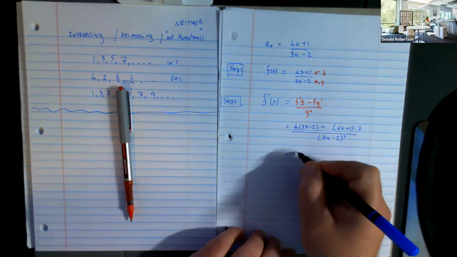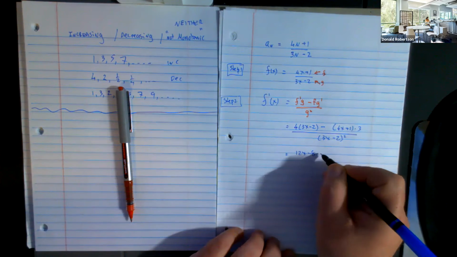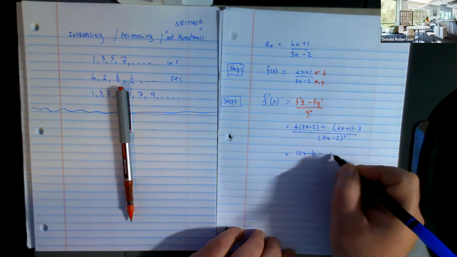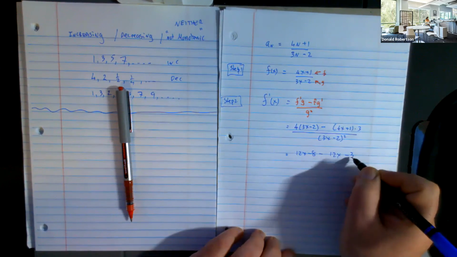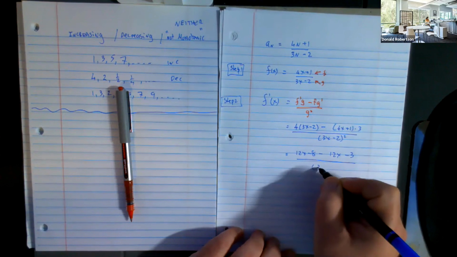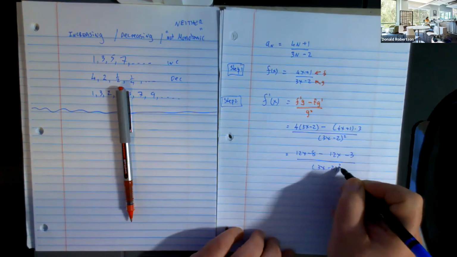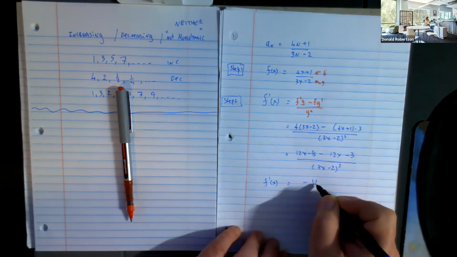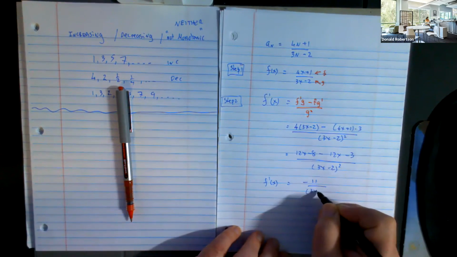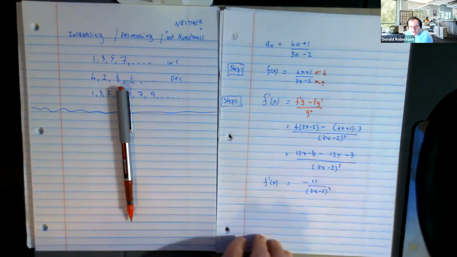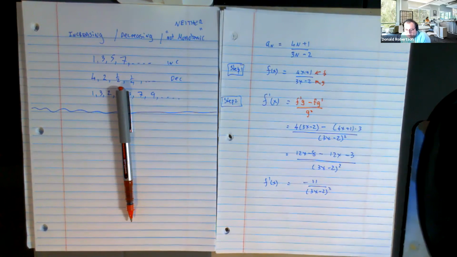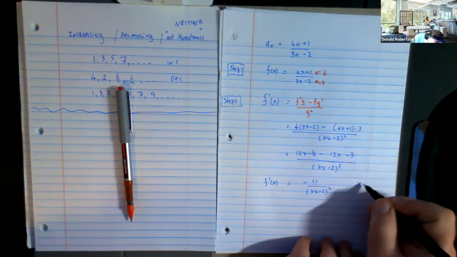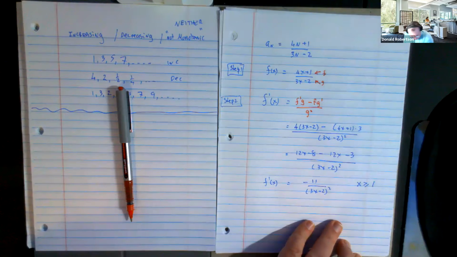And distribute: 12x, take away 8, take away 12x, take away 3, all over that. And we get the derivative, which looks like that. And now we have to find what happens when x is greater than or equal to 1.